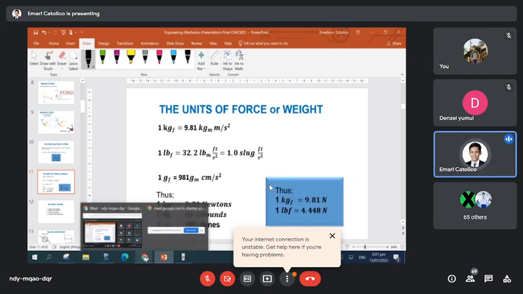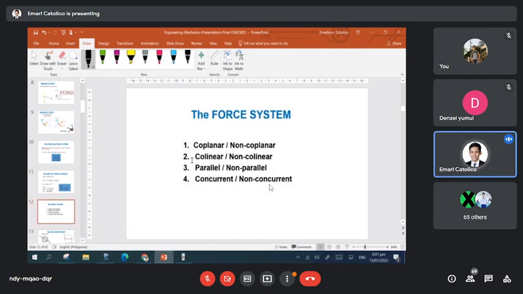So, meron tayong apat na klase ng force system. Other definition ng force, especially doon sa yellow book natin, is push or pull. I think nabasa ninyo naman yun. Other definition yun sa yellow book natin: a push or a pull. So meron tayong apat na component ng force system.